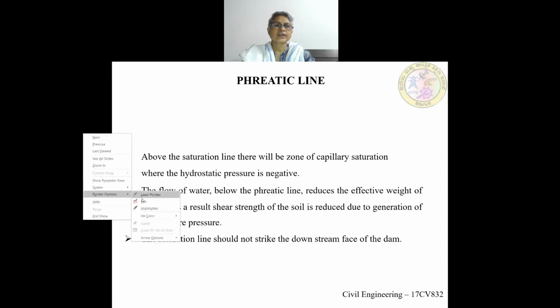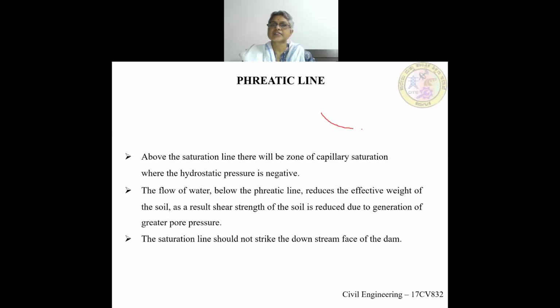So what happens here is, if this is the seepage line, below the seepage line there is pressure in the upward direction, whereas above the phreatic line there is a negative pressure. Because of this pore pressure from the bottom, which is positive in the upward direction, it reduces the weight of the soil. The weight of the soil is acting downwards. So when the weight gets reduced, the shear strength of the soil is reduced. The saturation line should not strike the downstream face of the dam. Therefore a drain is provided at the downstream face of the dam.